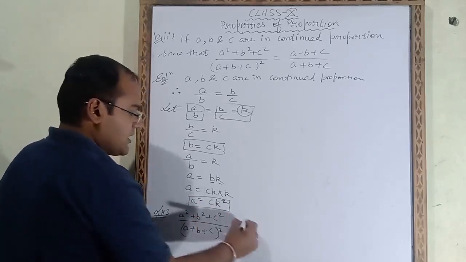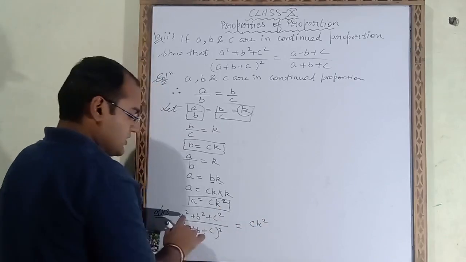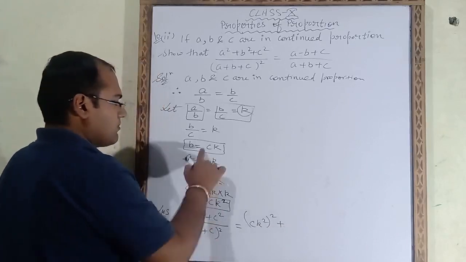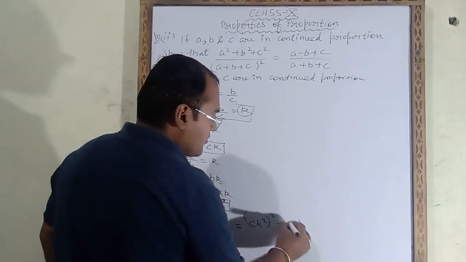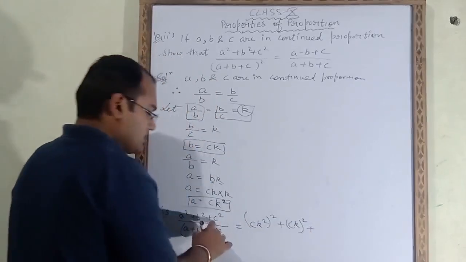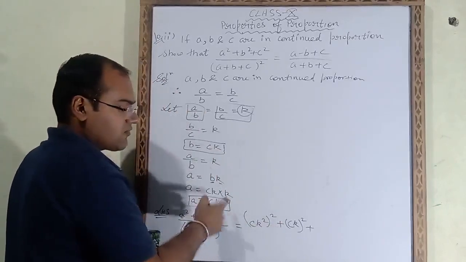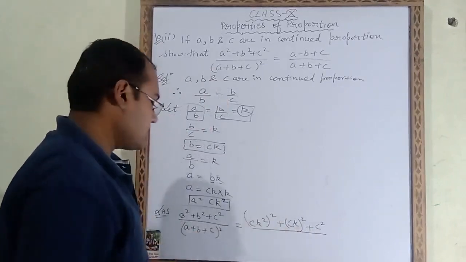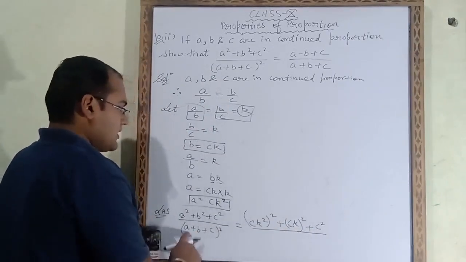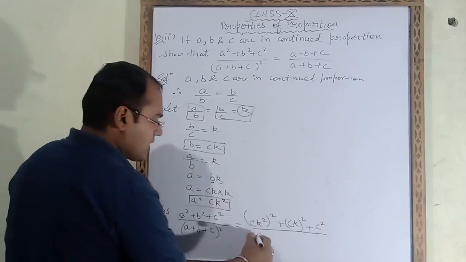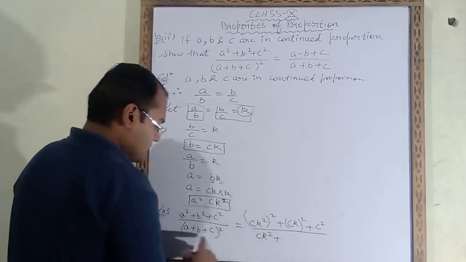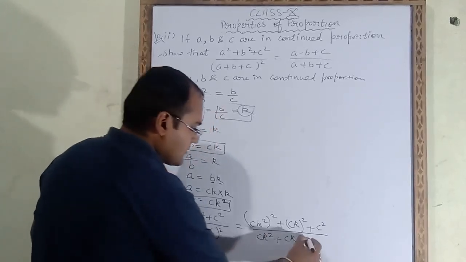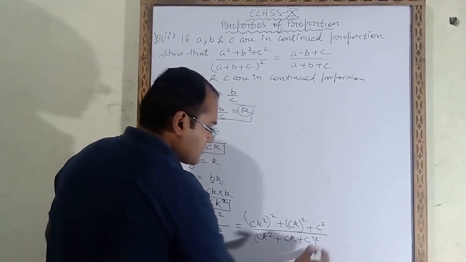A is CK square, but this is not A, this is A square, so we have to put whole square, plus B square. B is CK whole square, plus C square. C value we are not finding. C we will write like that only. We will write C square. A is CK square, plus B is CK plus C whole square.